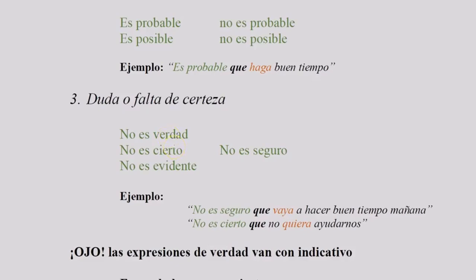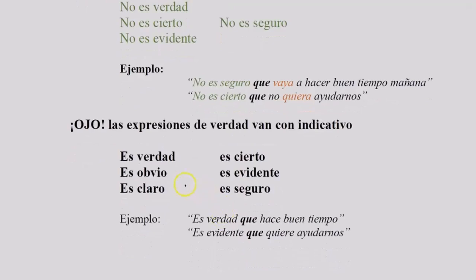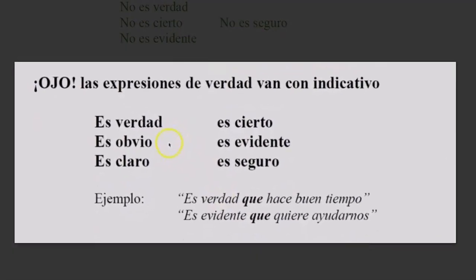But of course, every time we learn a rule, we need to learn the exception. So, ojo, watch out. There will be one exception to all these impersonal expressions that require the subjunctive. And again, it will have to do with certainty. If you are certain that something is true, es verdad, it's obvious, it's clear or evident, it's certain, you may or may not be right, but you're the speaker. You choose the indicative because for you, it's obvious, it's true, it's self-evident that something may happen.